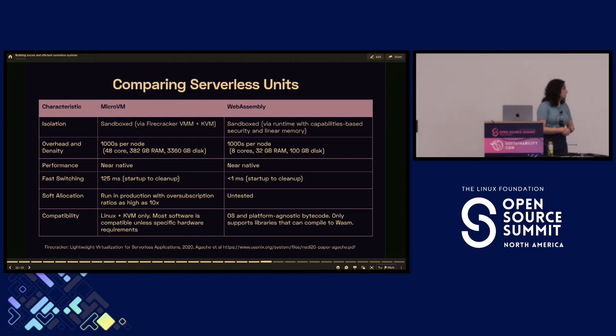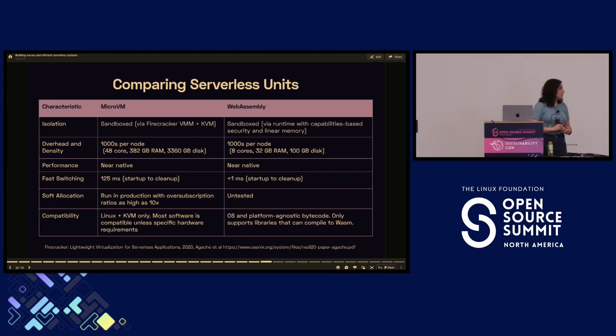So both have tight sandbox security, overhead and density. For the Firecracker MicroVM, they were able to put thousands on a single node. We at Fermyon have a cloud for hosting serverless WebAssembly, and we needed to know how many nodes we needed in our Nomad cluster. So we did some stress tests, and we were able to put thousands on a single node that had way fewer resources. I want to say like 5 times fewer cores and almost 10 times less RAM. So a much higher degree of density. Both are near native. They're not native, but they're near native. And fast switching. In the paper, they cited 125 milliseconds from startup to cleanup, but that might have been a warm start too. I wasn't able to quite discern that. And then for WebAssembly, like we said, it's less than a millisecond. For soft allocation, they were able to do oversubscription rates of 10 times, which is really impressive. We did not test that in our cloud, though.